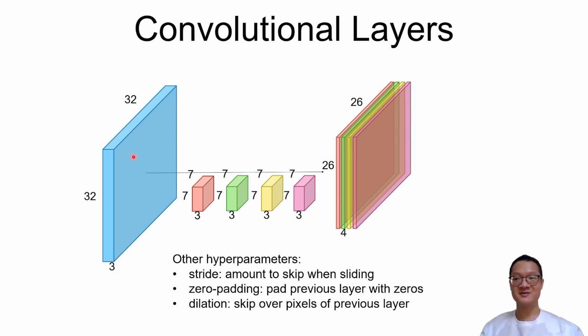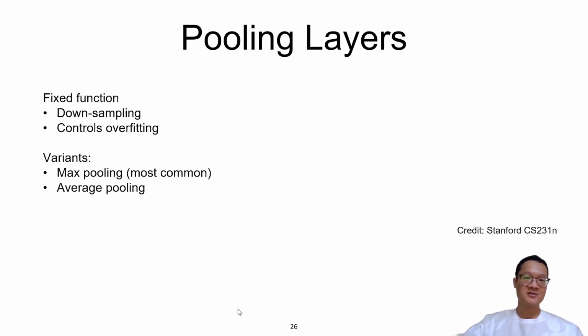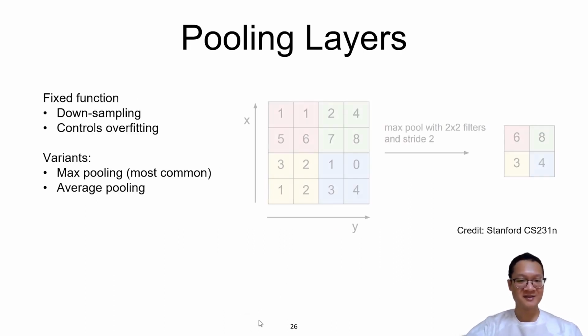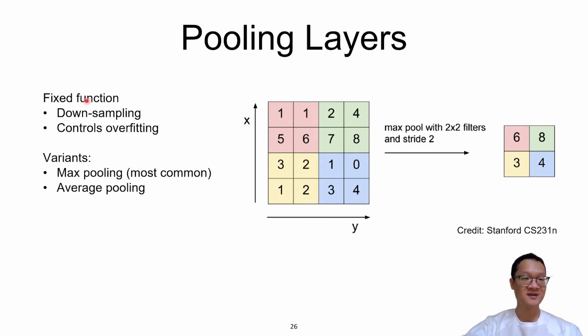There is also something called pooling layers. Pooling layers are fixed functions. They're kind of like activation functions in that they're fixed functions. And these fixed functions can control overfitting, for example, by downsampling.